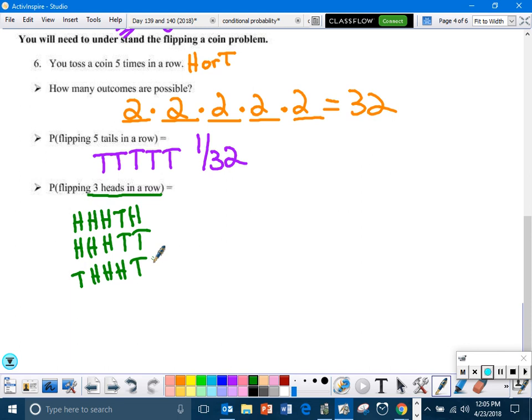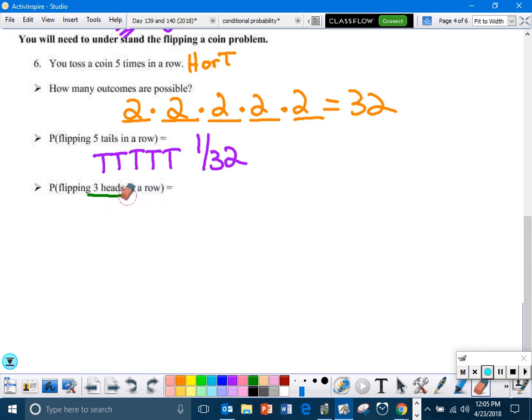Actually, let's change this problem. Okay, hopefully you're listening well. We're going to change this problem. We're going to take out in a row. This will make it a little easier. So let's just say flipping 3 heads.